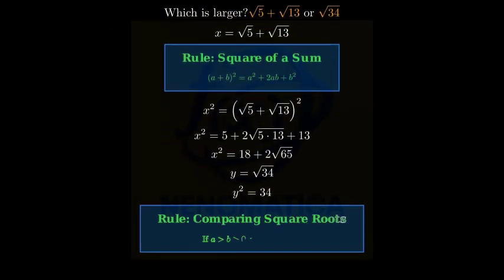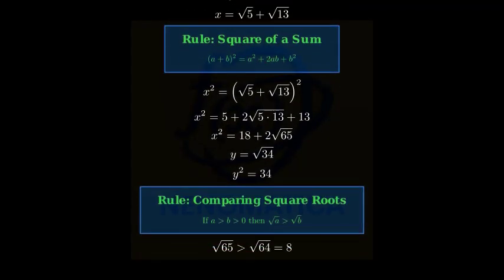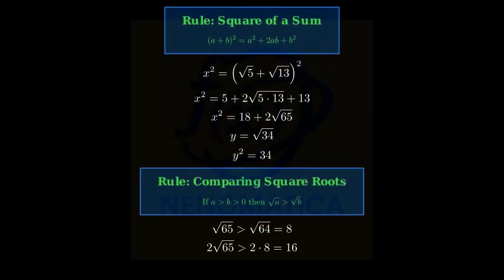Now, to compare x squared and y squared, we need to first look at the term with the square root. Let's compare the square root of 65 with the square root of 64. Since 65 is greater than 64, the square root of 65 is greater than the square root of 64, which equals 8. Therefore, 2 times the square root of 65 is greater than 2 times 8, which equals 16.